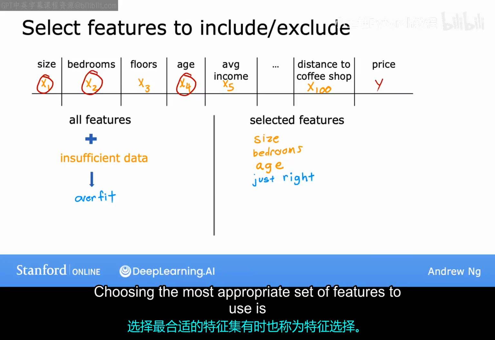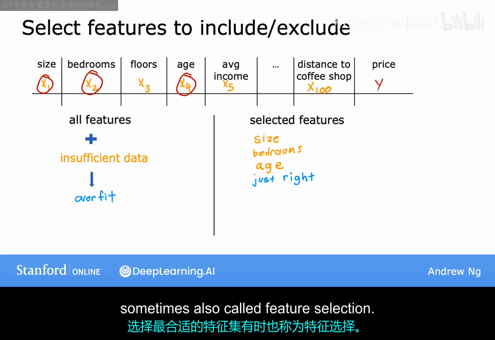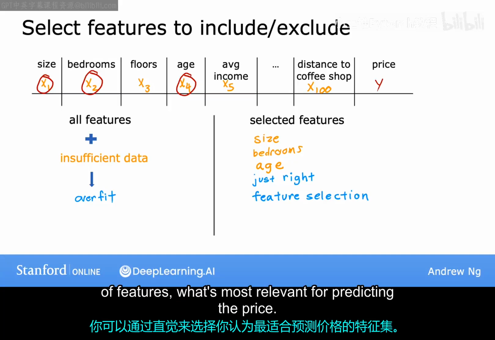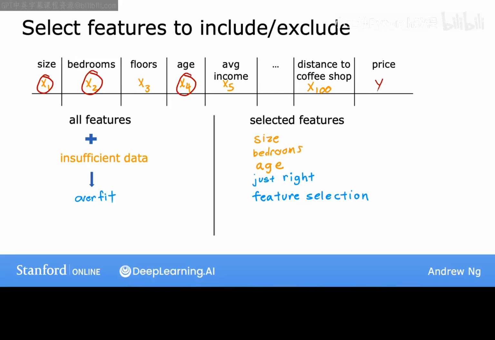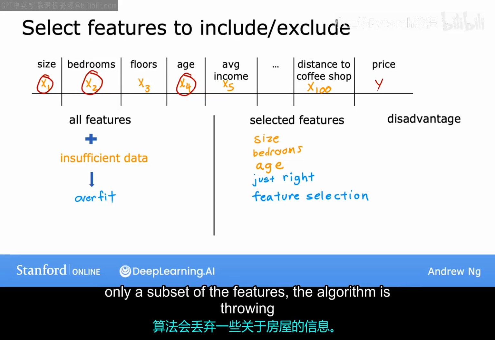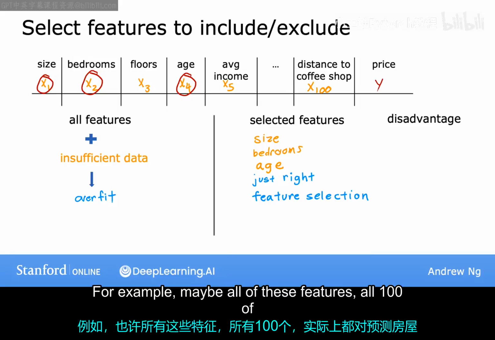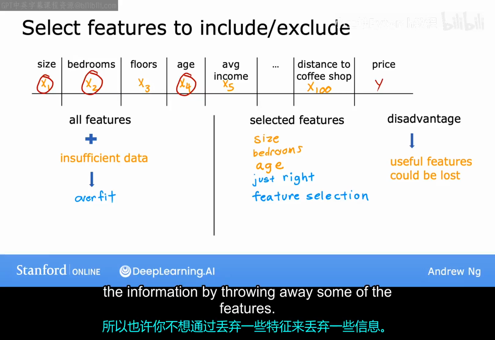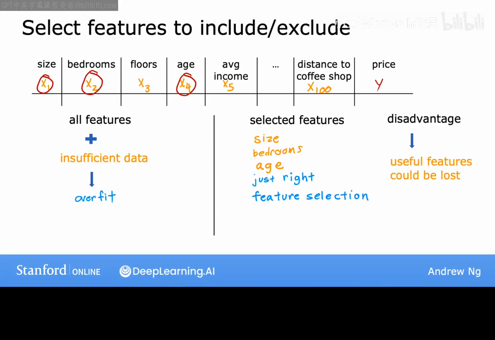Choosing the most appropriate set of features to use is sometimes also called feature selection. One way you could do so is to use your intuition to choose what you think is the best set of features, what's most relevant for predicting the price. Now, one disadvantage of feature selection is that by using only a subset of the features, the algorithm is throwing away some of the information that you have about the houses. For example, maybe all of these features, all 100 of them, are actually useful for predicting the price of a house. So maybe you don't want to throw away some of the information by throwing away some of the features.